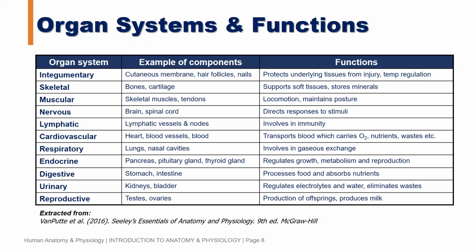Then you have our urinary system, where you have your kidneys and your bladder that regulate electrolytes and water and eliminate waste. Then we have the reproductive system, wherein you have your testes and your ovaries for the production of offspring, and it produces milk.